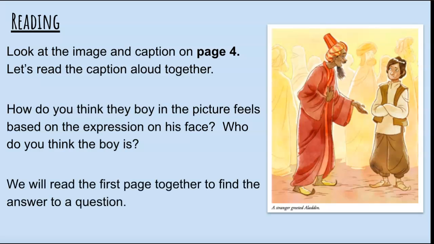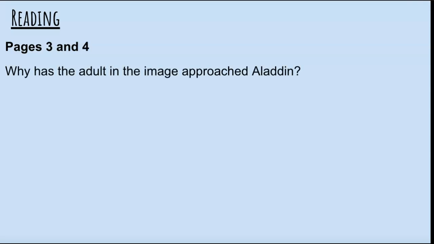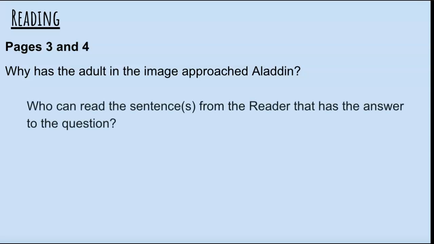I'm going to read the first page and you can read along with me to find the answer to a question. So we're on pages 3 and 4, and the question, why has the adult in the image approached Aladdin? So why is the adult coming to Aladdin? We're going to do this first one together. This is on the PDF that you should have downloaded to Notability. So let's do this together, and then you can switch over to Notability and write the answer to the question.